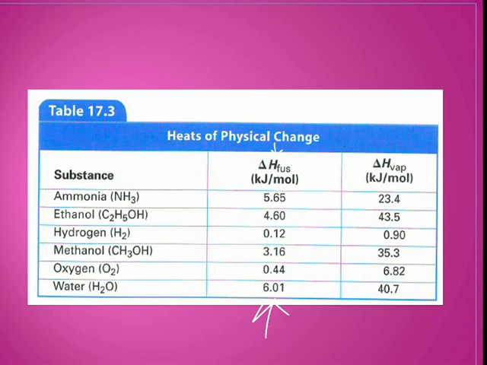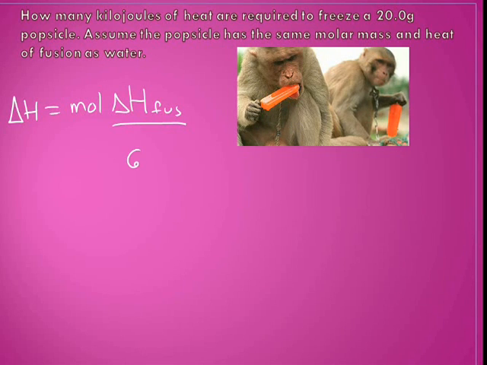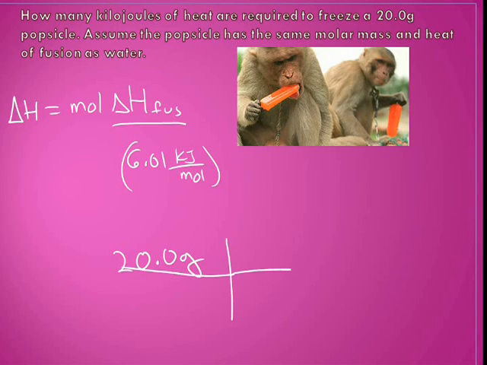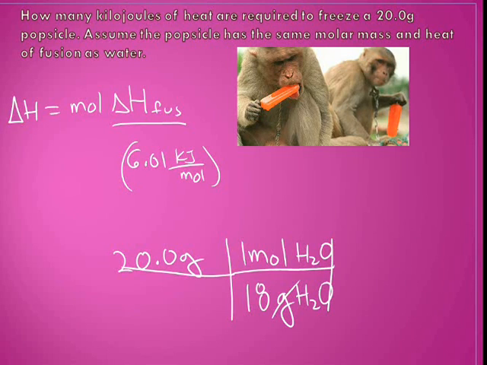So we'll just put that in our equation: 6.01 kilojoules per mole. Now we just have to find moles. We're assuming that 20.0 grams of that popsicle is water. So what is a mole of water? In grams, it's 18 grams of water. We multiply that across, and we get 1.11 moles of H2O.